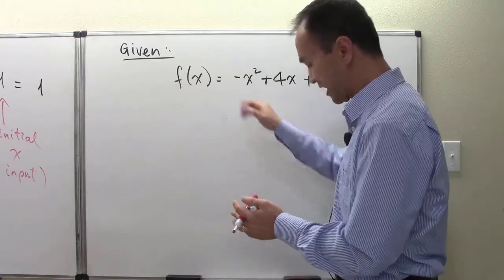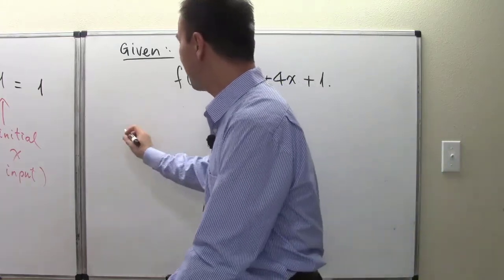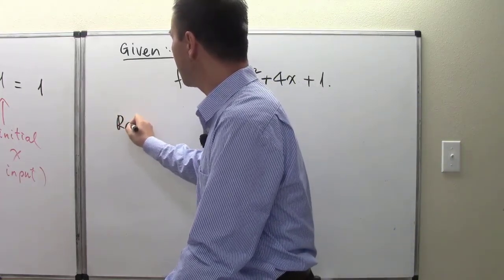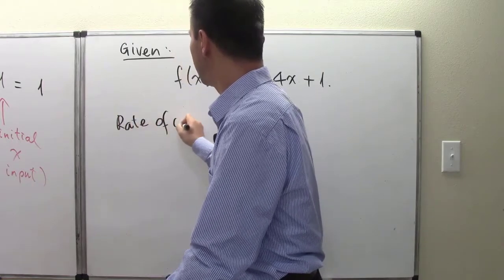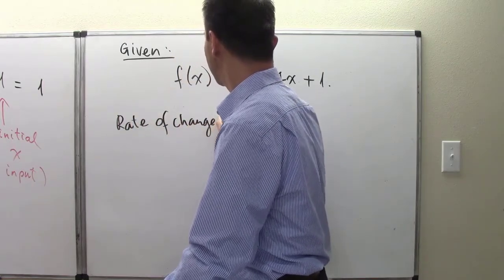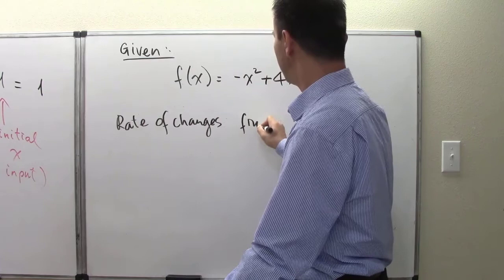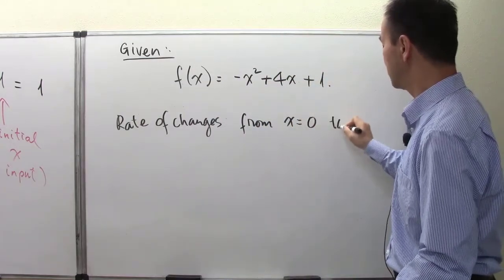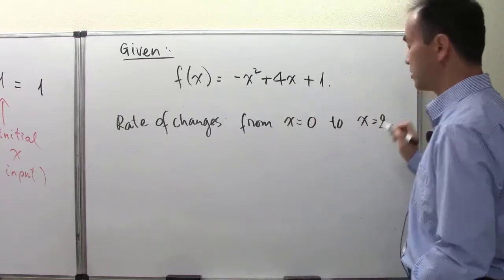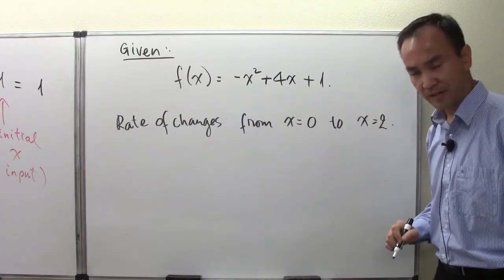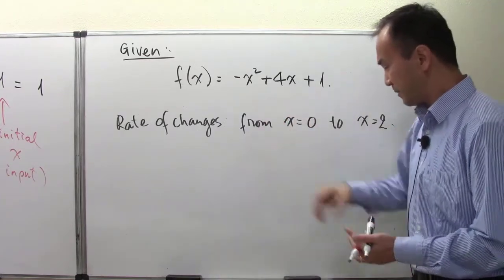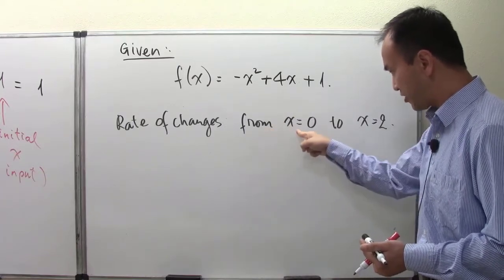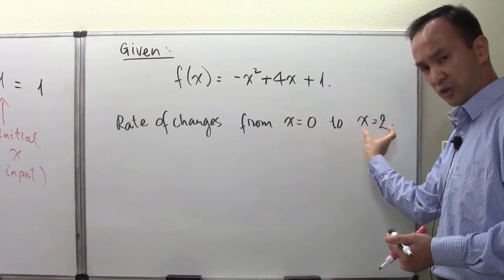All right, so the same function right here. Now I can look at another one. Let's now look at the rate of change from, how about x equals 0 to x equals 2, for example. Okay, so the wording is making it clear. So x is changing from x equals 0 to x equals 2 right here.